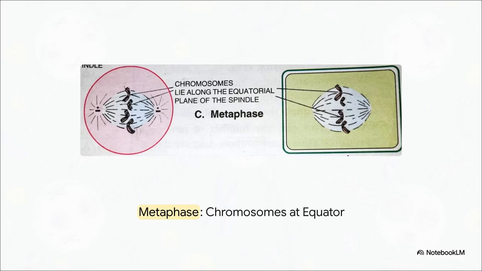And guys, this is a frequently asked board question. In metaphase, all the chromosomes line up perfectly along the equatorial plane of the spindle. Each chromosome attaches to the spindle fibers right at its centromere. It forms this very distinct single-file line directly across the middle of the cell. An easy way to remember this? Think M for metaphase, M for middle.